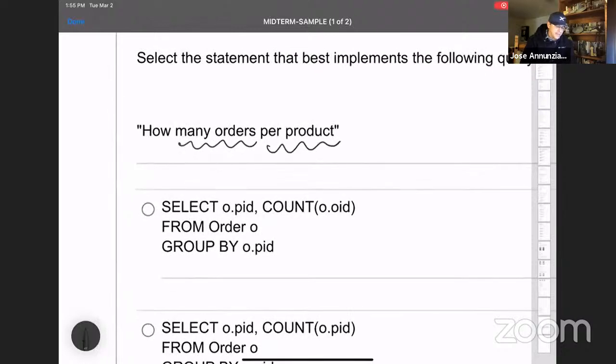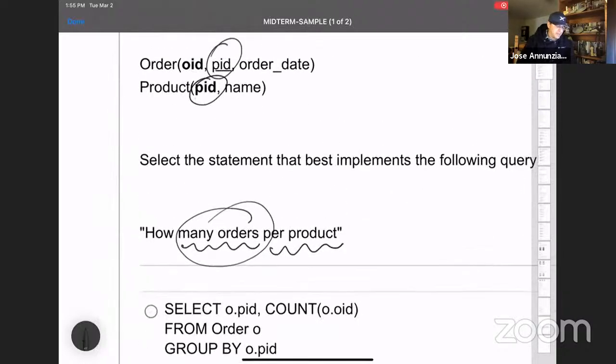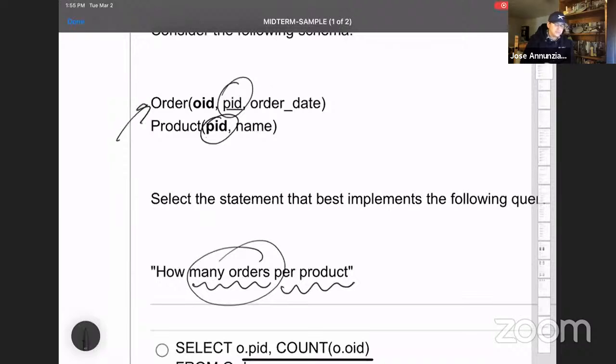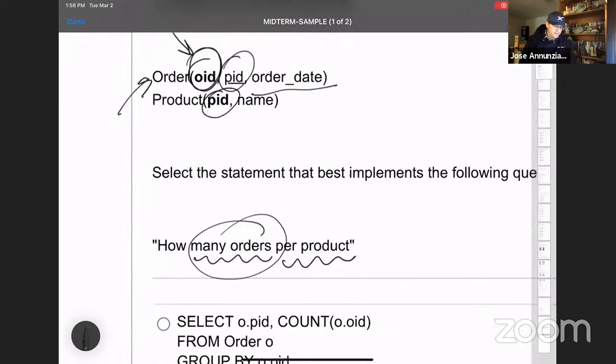And so we want to count how many orders, right? So we want to count these. And typically, when we count any number of records, what we count is the primary key, because we want to guarantee that we count things that are not null. We don't know about order dates or anything else here, whether they're null or not null. We know that the primary key definitely is not null, so we're going to count that primary key.